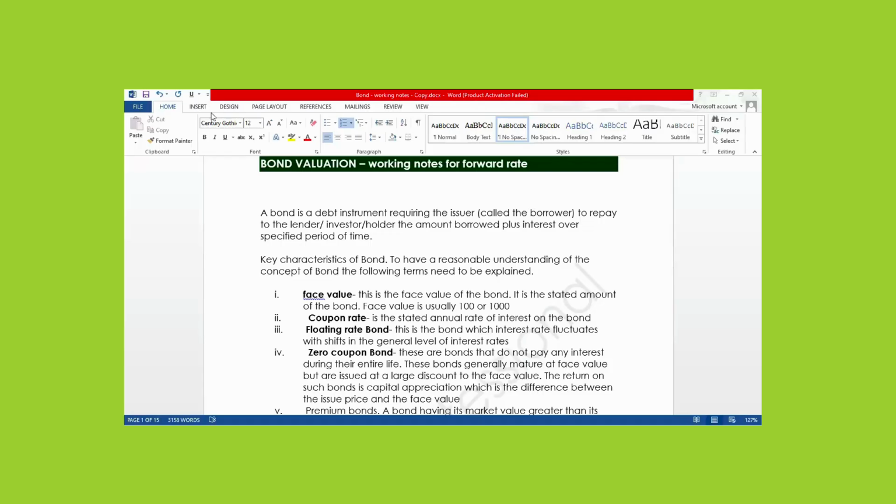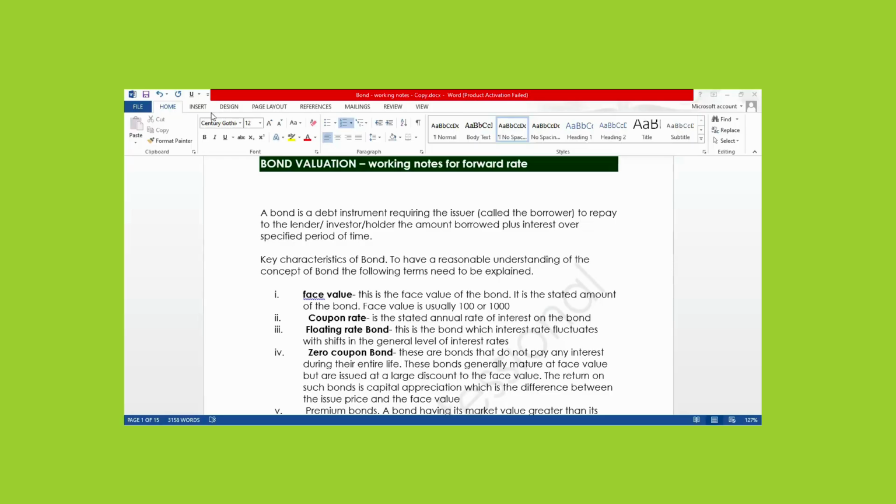All right. We also have zero coupon bond. These are bonds that do not pay any interest during their entire life. These bonds are issued at a discount, but mature at their face value.